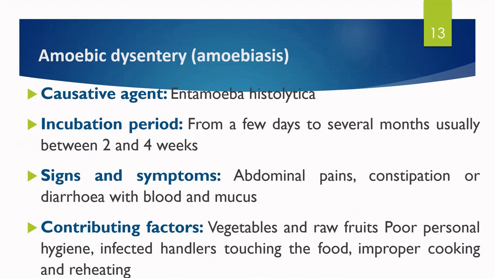Next one is amoebiosis caused by Entamoeba histolytica. Incubation period is from a few days to several months, usually between 2 and 4 weeks. The signs and symptoms include abdominal pains, constipation or diarrhea with blood and mucus. Contributing factors are vegetables and raw fruits, poor personal hygiene, infected handlers touching the food, improper cooking and reheating.